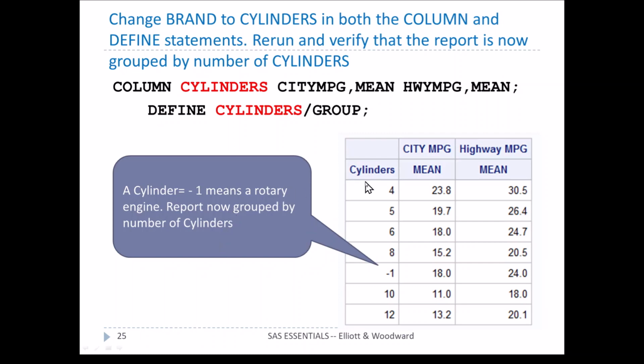But as we see now, it's ordered by cylinders, and then typically, as we would expect, we get better miles per gallon the fewer cylinders there are. As we go higher, typically we get lower miles per gallon.